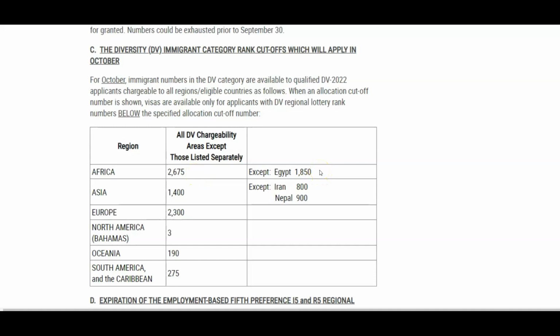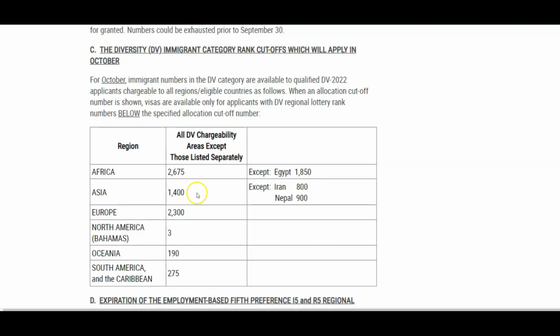So although the cutoff number for the Africa region was established at 2,675, in the case of Egypt, that is, applicants that are chargeable to Egypt had their cutoff number set at 1,850. So the cutoff number that applied to Africa as a region did not apply to applicants that were chargeable to the country of Egypt. The same goes for Iran and Nepal in the Asia region.